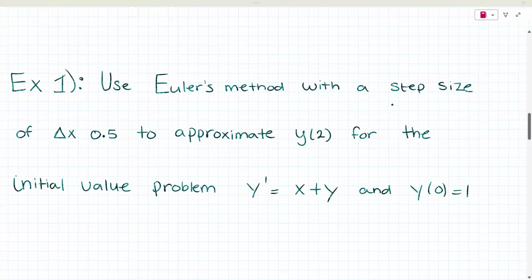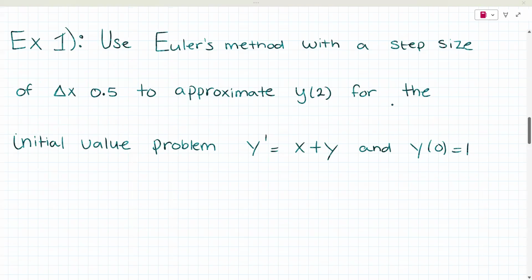Example one says, use Euler's method with a step size of delta x of 0.5 to approximate y of 2 for an initial value problem y prime equals x plus y and y of 0 equals 1. Whenever you see Euler's method, you automatically have to make a table. So let me write that down.